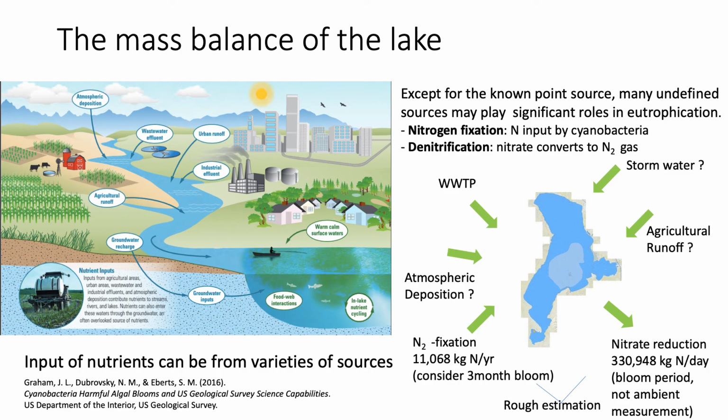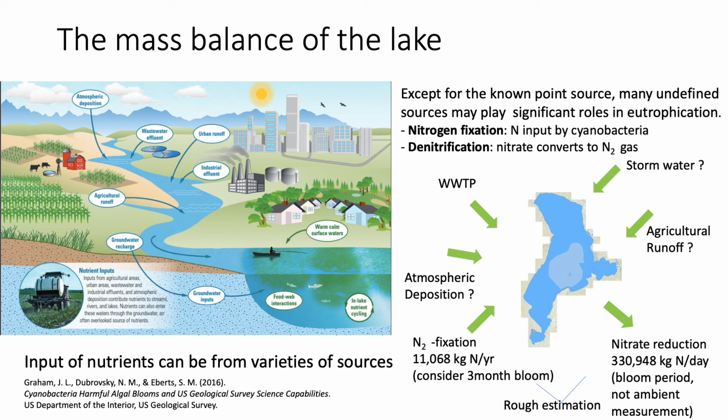So for the mass balance of the lake, the input of nutrients can be from a variety of sources. Except for the non-point sources and the wastewater treatment plant that we usually know about, there are actually many undefined sources. They may also play significant roles in eutrophication. For example, there is stormwater input, agricultural runoff, and also atmospheric deposition.